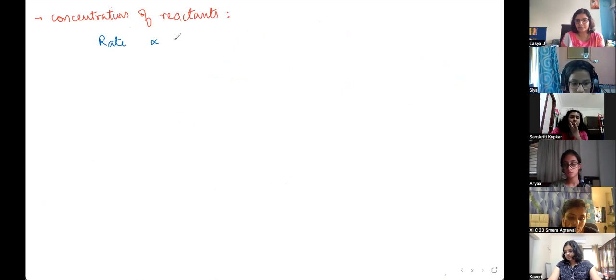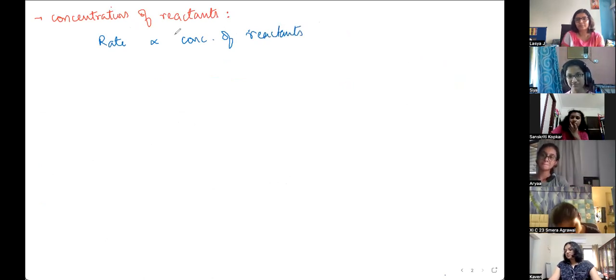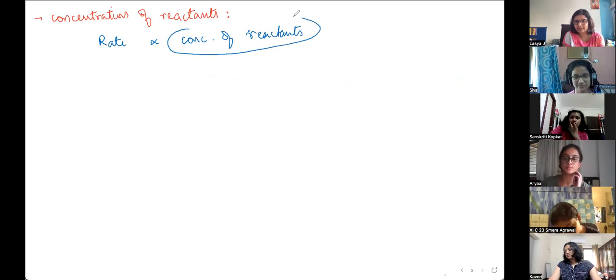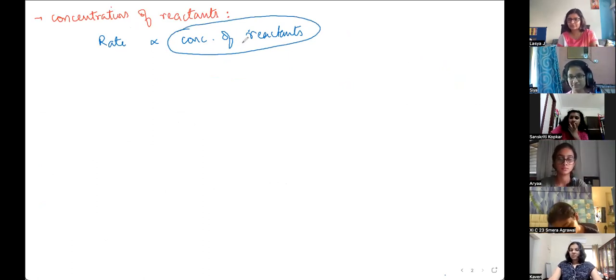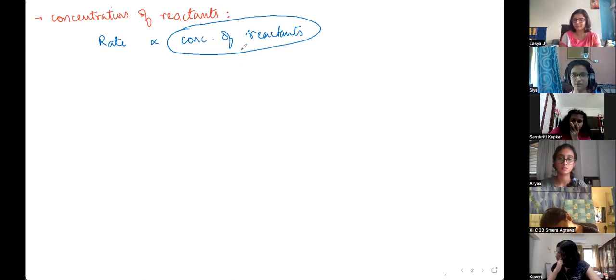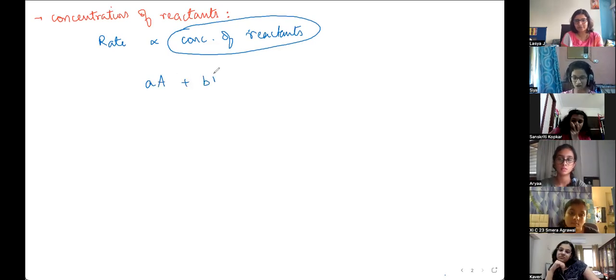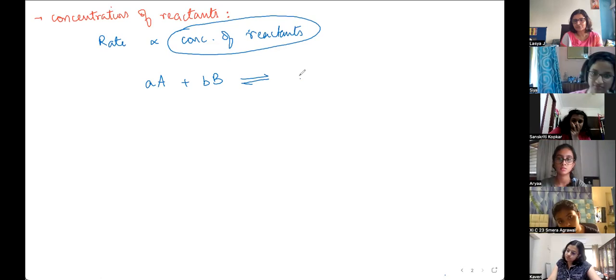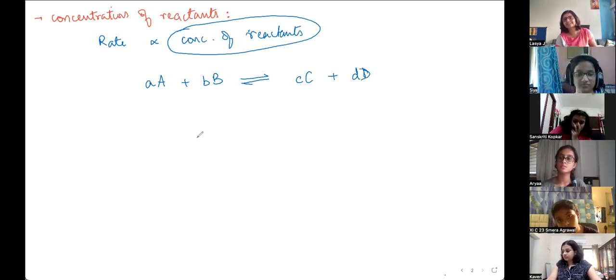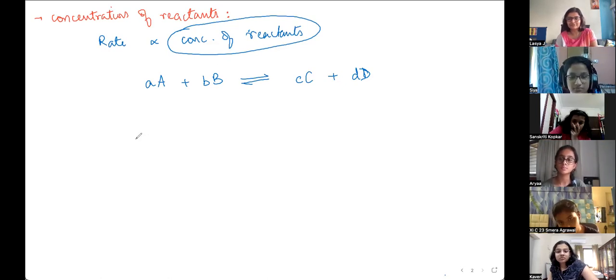So rate is directly proportional to the concentration of reactants. But by how much this factor varies is going to change from reaction to reaction, depending on what is forming and what is taking part in this. So in general, if you have a reaction aA plus bB gives rise to cC plus dD. Is this familiar to you guys? Starting to look familiar, sort of equations and all.